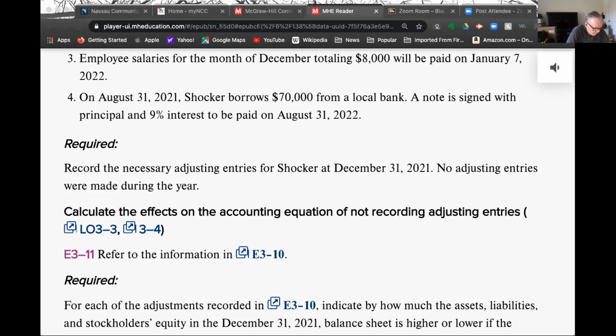Okay. Number 3. Employee salaries of $3,000 for the month of December will be paid in early January. So what adjusting entry do we make for salaries? We debit salaries expense, right? And we credit salaries payable.